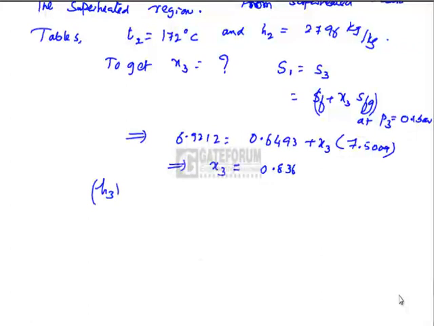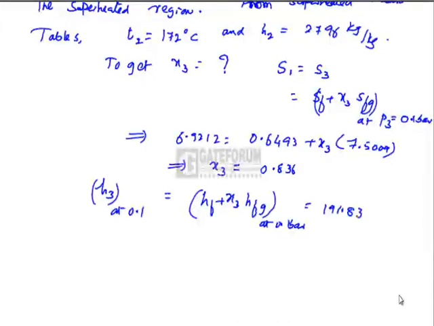From this, enthalpy at condenser pressure of 0.1 bar is HF plus X3 into HFG at 0.1 bar, that is 191.83, which were obtained from the tables, plus 0.836, which is calculated earlier, into 2392.8 kilojoule per kg. So the answer for H3 is 2192.2 kilojoule per kg. Pump work is neglected.